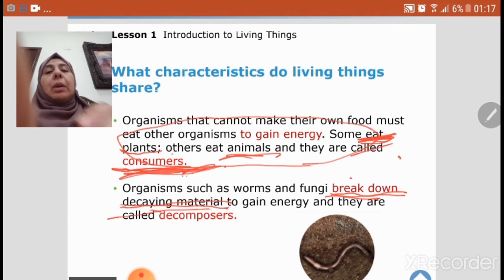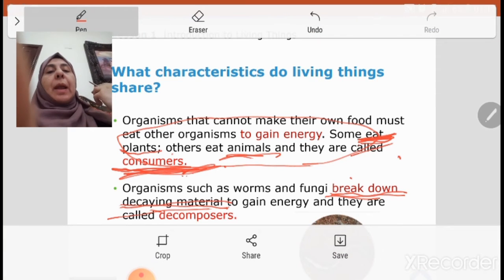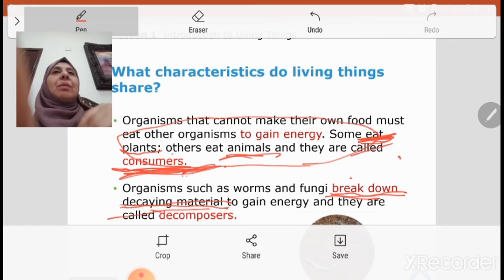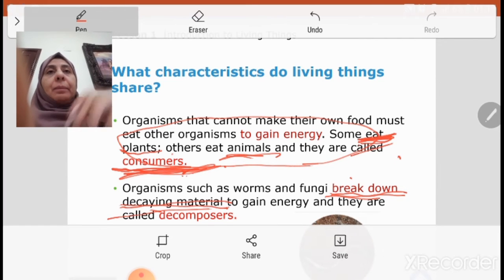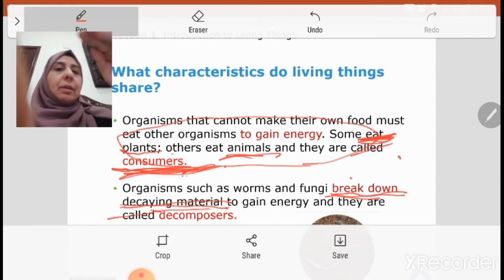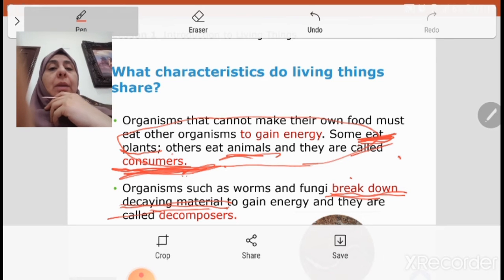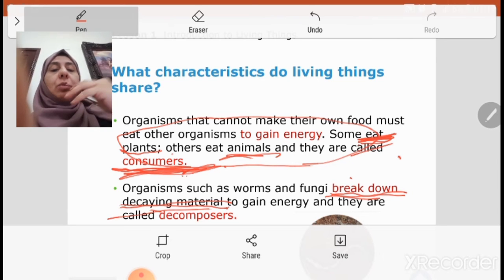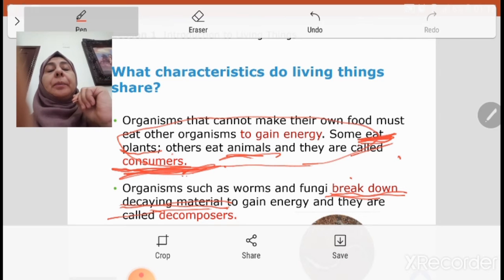Now what I mean is, when animals die, when plants die, or their wastes, what will happen to them? Some microscopic organisms, or sometimes bigger than microscopic, like the fungi, like mushrooms, or some worms. They are not microscopic like bacteria and some fungi. The rest of the fungi and the worms are not microscopic.